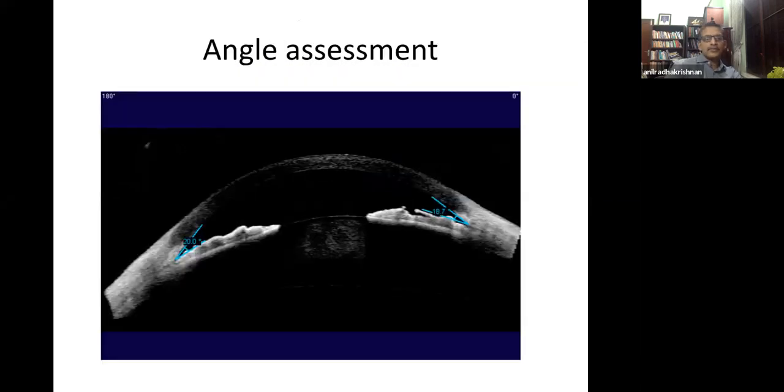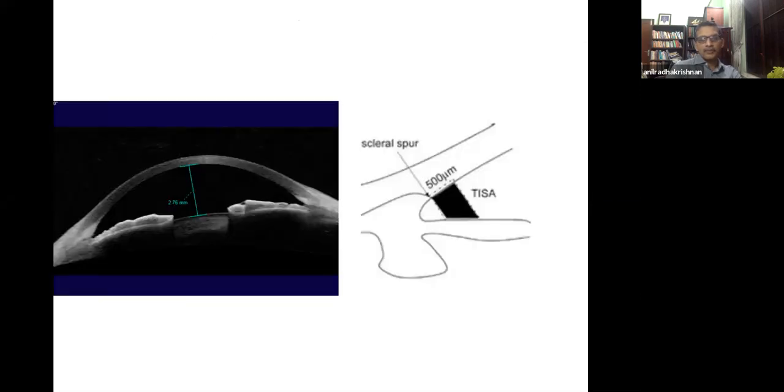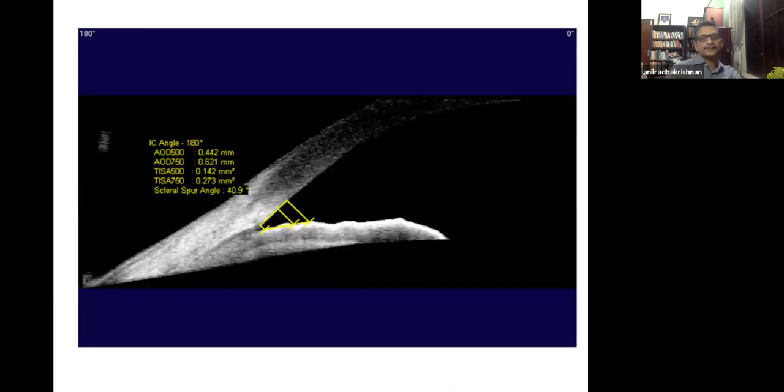You can use it for angle assessment. With SOCT, there are tools available with which we can measure the angle. You can approximately measure like this, but there are more refined systems to do it. You have got a software tool which can be kept exactly at the scleral spur and based on which you can measure the scleral spur angle.